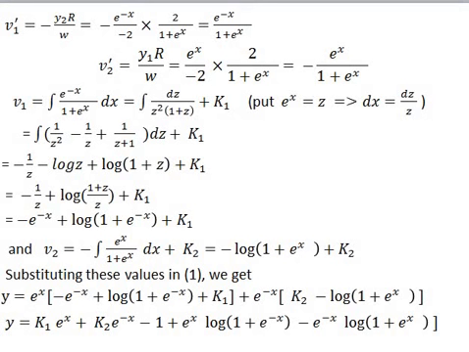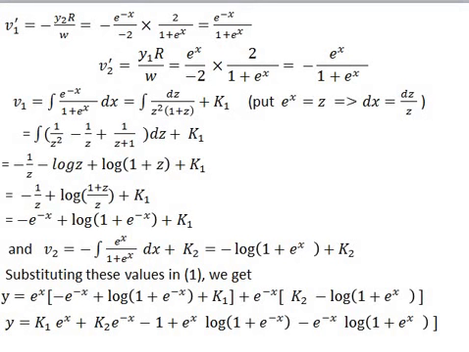Here we calculate v1, that is the integral of e to the power of minus x divided by 1 plus e to the power of x into dx, which is equal to integration of, we take the denominator e to the power of minus x, we write it in the denominator, it becomes e to the power of x. Put e power x equal to z, differentiating with respect to x, then dx is equal to dz divided by z. So e power x in the denominator, so z into z is z square into 1 plus z plus k1.